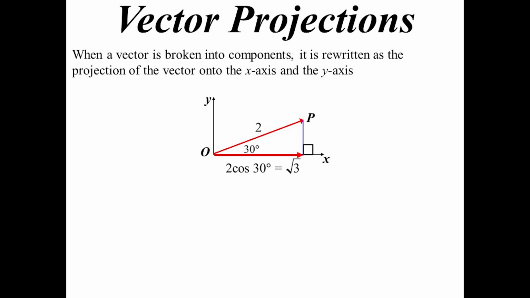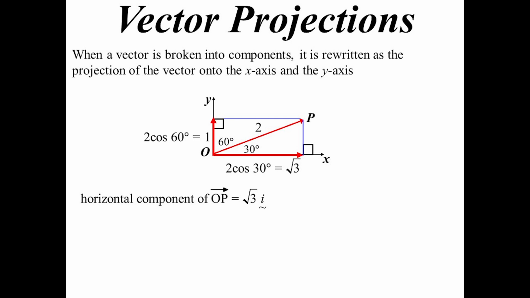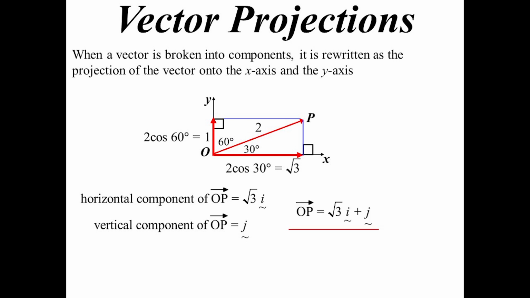And so we could use a bit of trig and say, oh, well, that's going to be 2 cos 30, which is the square root of 3. So the horizontal component of OP turned out to be root 3 i. And then vertically we could do the same. We'll drop a horizontal, slide a horizontal, whatever the word is for that, until it hits the y-axis. And again, we can do a bit of trig. 2 cos 60 is 1. So the vertical component of OP is simply j, the unit vector j. And so then we know we can write OP as root 3 i plus j.